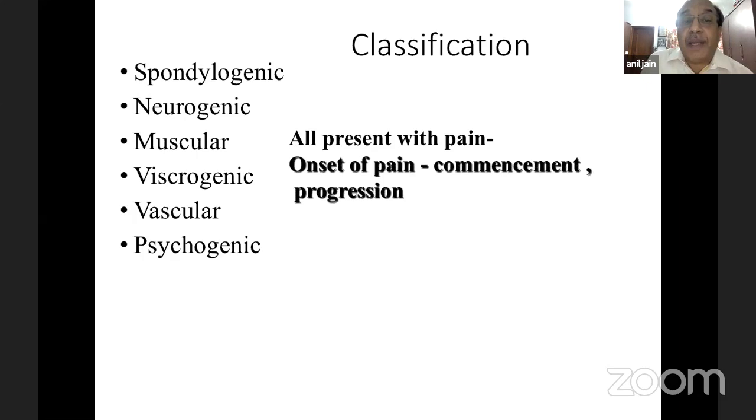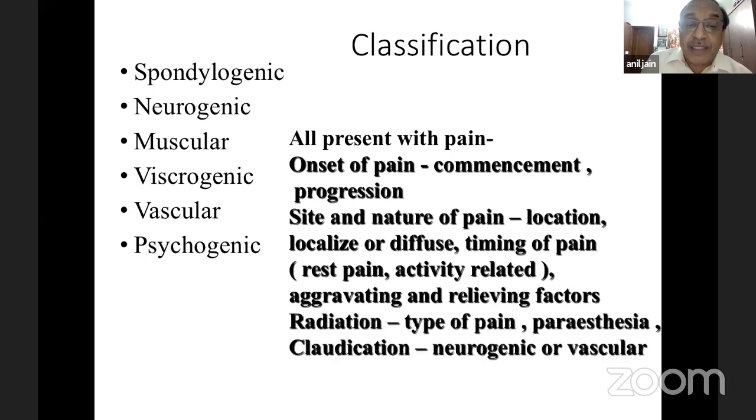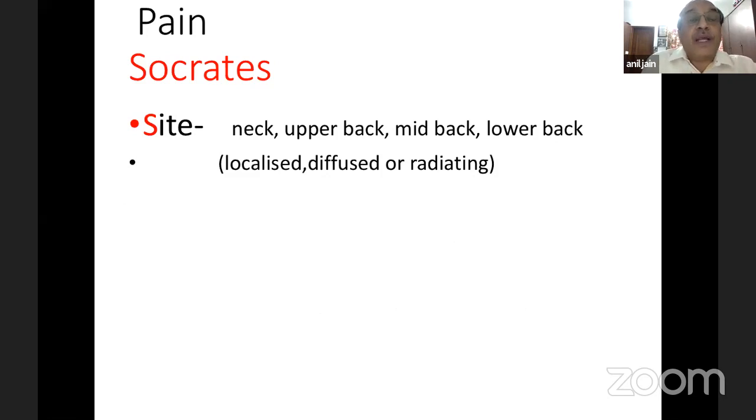All of them present with pain, but there are certain characteristic features which differentiate one type of pain from another: onset of pain, how it has commenced, how it has progressed, what is the site and nature, whether it is localized or diffuse, what is the timing, whether it is with rest or with activity, what are the aggravating and relieving factors, is there a radiation or back pain only, and if there is claudication, whether neurogenic or vascular. Using these heads, one can differentiate whether it is spondylogenic, neurogenic, muscular, viscerogenic, or vascular pain. This is the pain analysis.